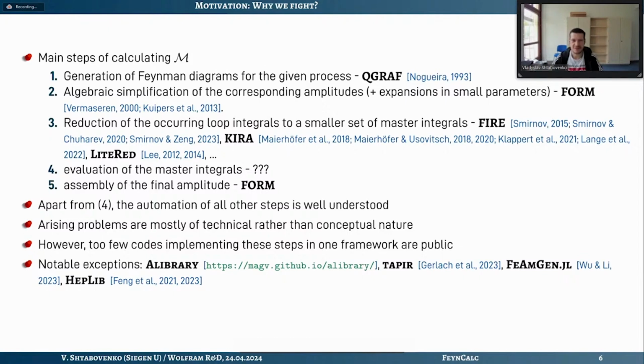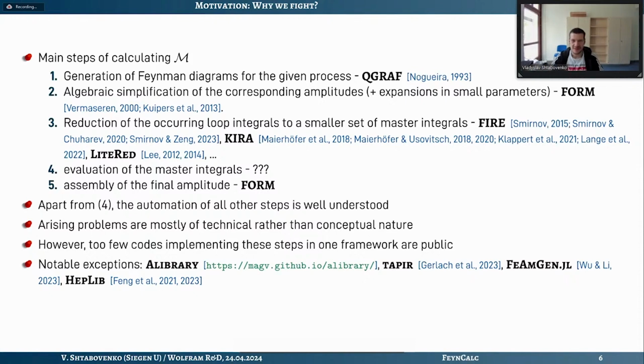So the first step is usually to generate the Feynman diagrams for the given process that you're looking at. And for that, what people mostly use is a tool called QGraf. It's a Fortran code that was written in the early 90s and actually is still being maintained. The main advantage of this code is that it can deal with an enormous number of diagrams, even millions of them, in a very fast fashion.